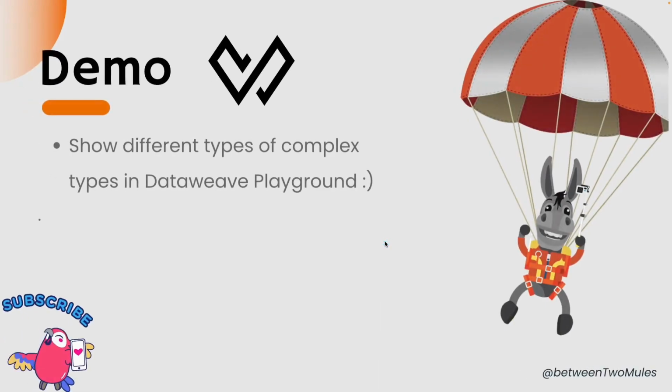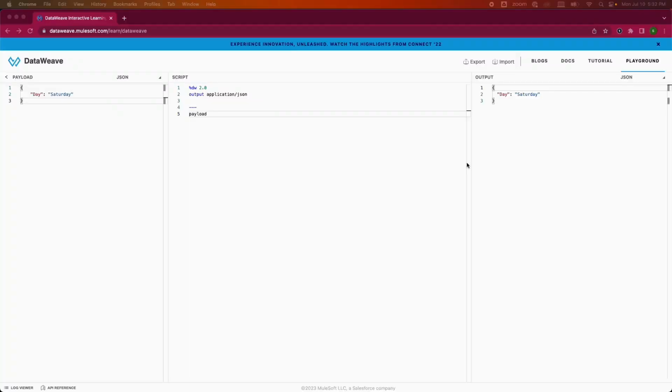So this was the theory section. Let's jump into the demo where I will show you different types of complex types in DataWeave Playground. For this demo, we're going to use DataWeave Playground. As I have shown you in previous videos how to reach here, I'm going to skip that part for now.